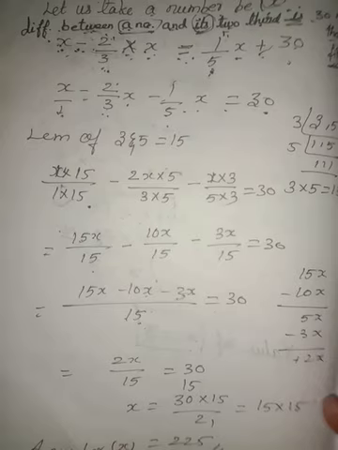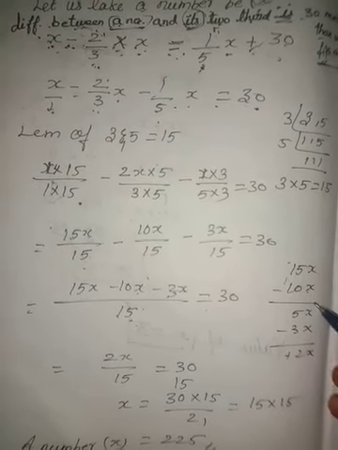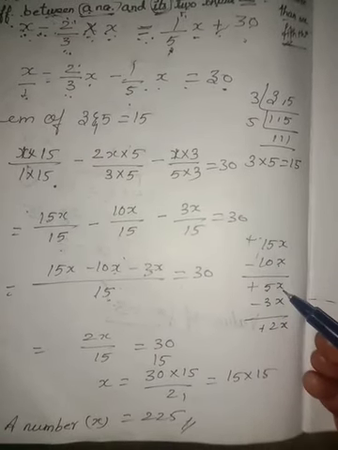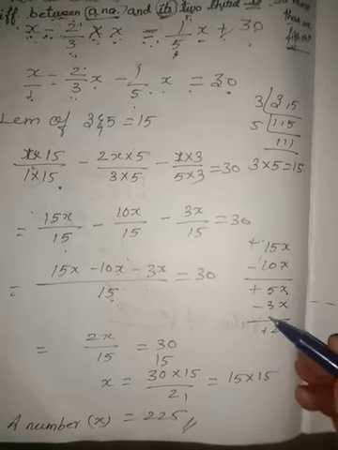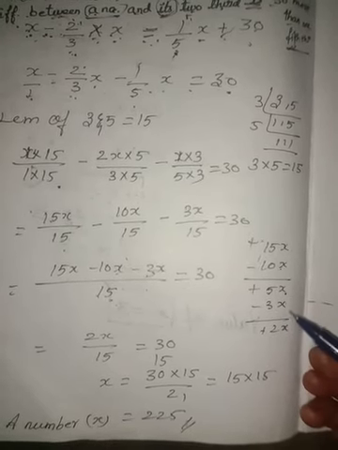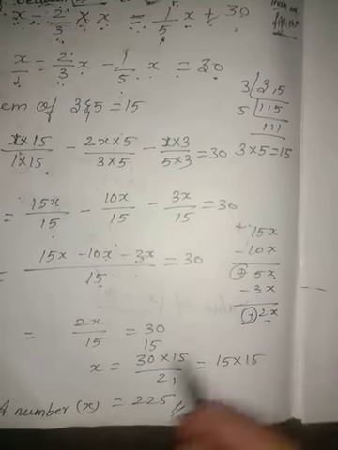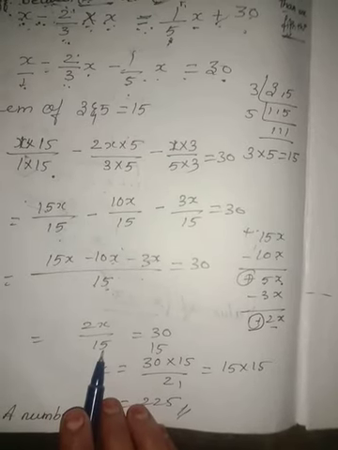So simplifying the numerator, 15x minus 10x, different signs. So subtract these two numbers and put the greater number's sign, that is equal to plus 5x. Then the second number minus 3x, different signs. So subtracting these two numbers and putting the greater number's sign, that is 2x. So simplifying the numerator, we get 2x by 15.